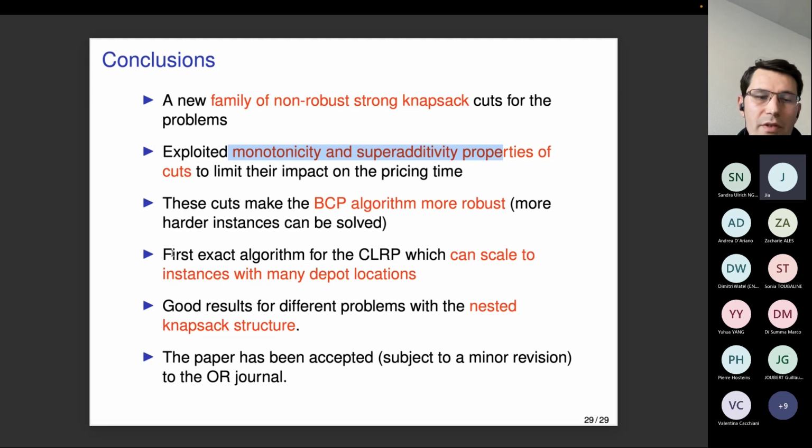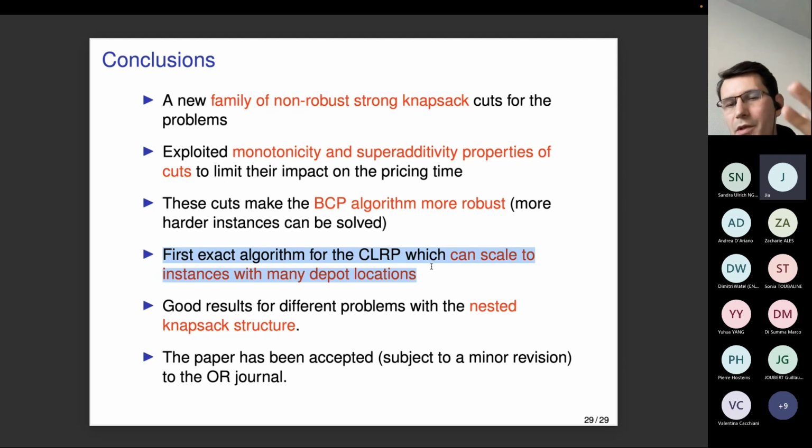And also this is the first exact algorithm for the original problem which can scale to instances with many depot locations, because we do not have any explicit dependence on the number of depot locations. And recently, actually only this week, this paper has been accepted to the Operations Research journal, subject to minor revision. Unless some extreme events occur, it will be published soon. So thank you for your attention.